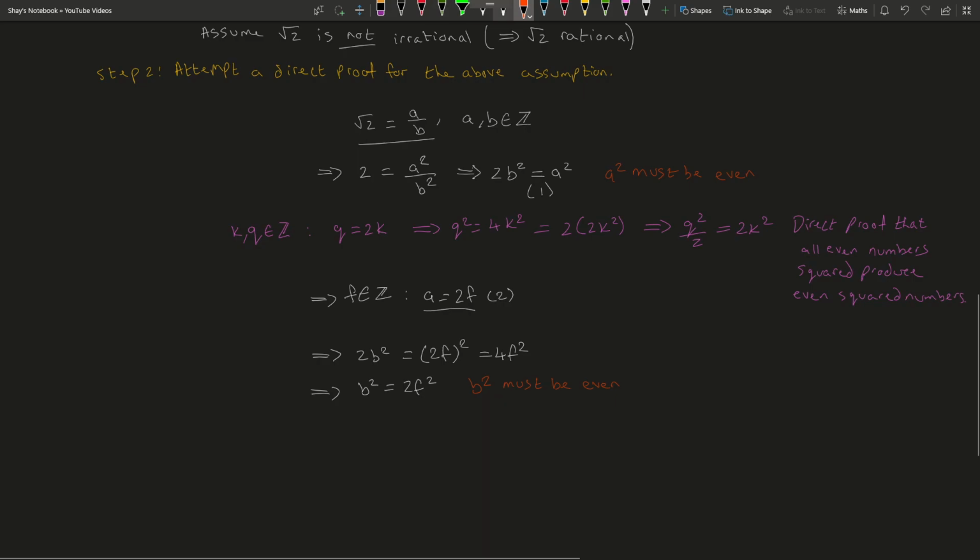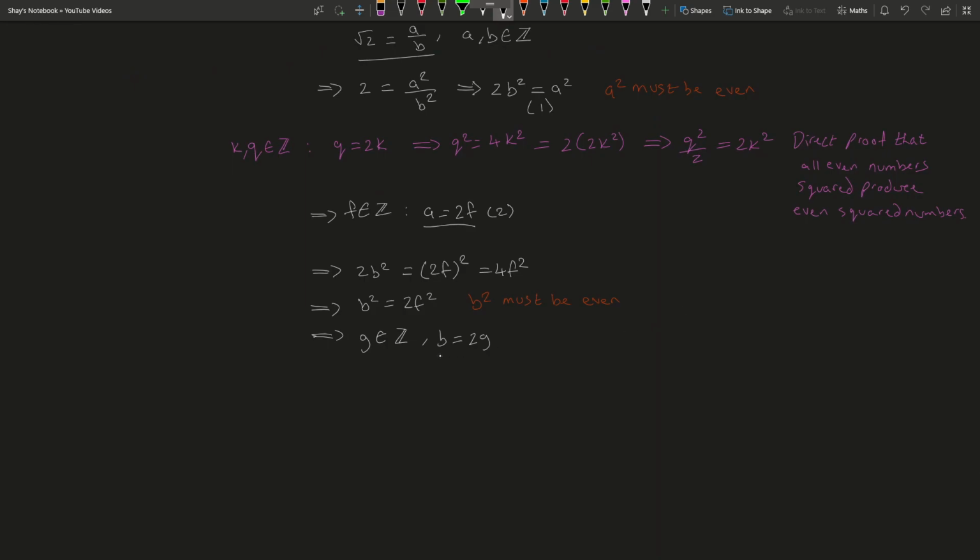Well, this implies that we can write b as some integer g, we can write b as some positive number. And we know that because of the above proof. Okay? But this is where the problem lies.